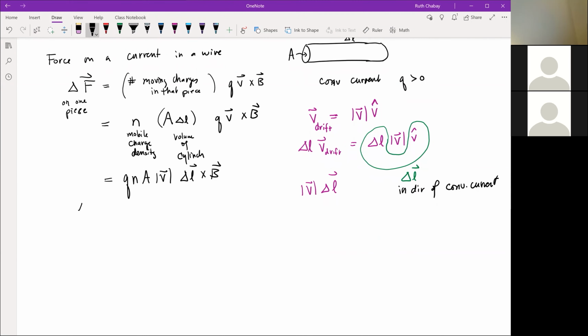So the expression for the magnetic force on a piece of a wire, some length of wire, is just going to be, well, that's the conventional current. So we have I delta L cross B.